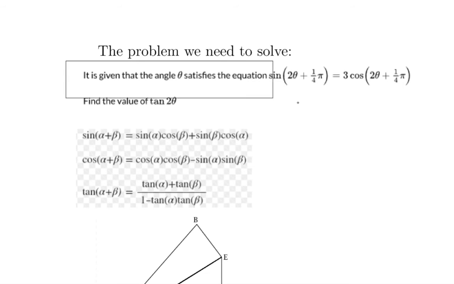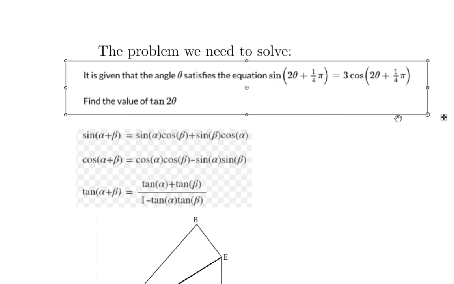The problem we're going to solve today is this one here. It is given that the angle theta satisfies the equation sine open bracket 2 theta plus 1/4 pi close bracket equals 3 cos open bracket 2 theta plus 1/4 pi close bracket. Find the value of tan 2 theta.